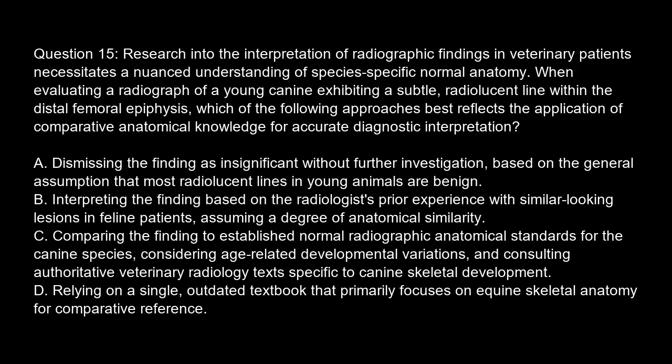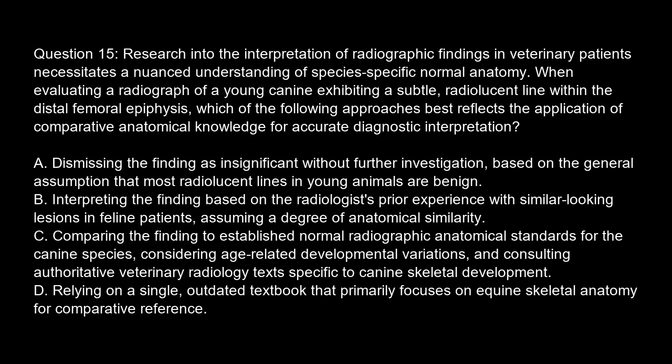Question 15. Research into the interpretation of radiographic findings in veterinary patients necessitates a nuanced understanding of species-specific normal anatomy. When evaluating a radiograph of a young canine exhibiting a subtle, radiolucent line within the distal femoral epiphysis, which of the following approaches best reflects the application of comparative anatomical knowledge for accurate diagnostic interpretation? Option A. Dismissing the finding as insignificant without further investigation, based on the general assumption that most radiolucent lines in young animals are benign.